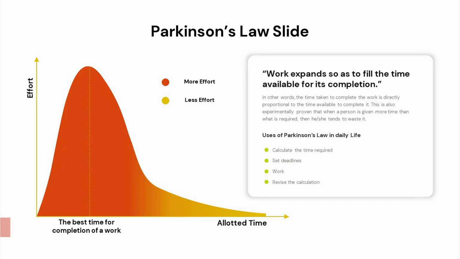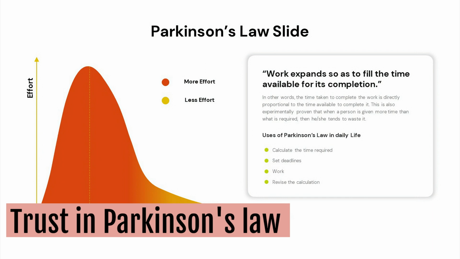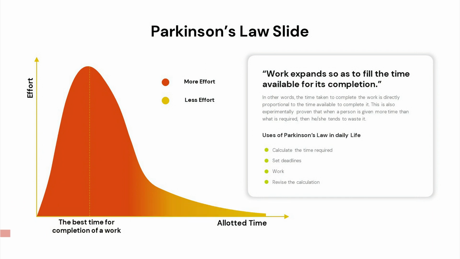The third is Parkinson's Law. This law states that work expands to fill the time we assign to it. If you give yourself 4 hours to complete a task, it will take you 4 hours even if you could have done it in 2.